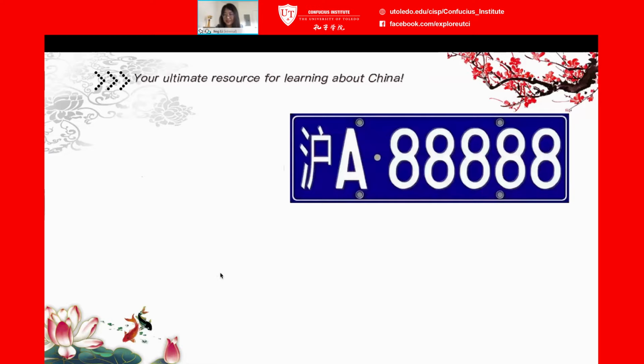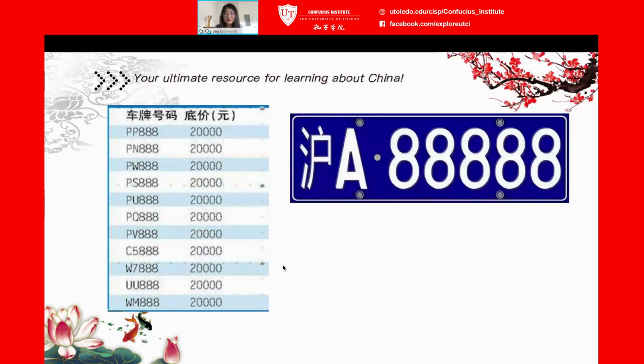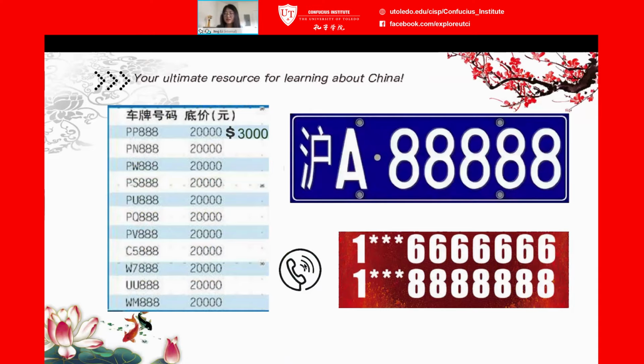Here are some plate number prices in China. Almost $3,000. It's expensive, right? Besides plate numbers, Chinese use 6 or 8 for their phone number too. So now you can think about your phone number or plate number. Do you have many 6 or 8? If you have many 6 or 8, your plate or phone number will be sold at a very good price in China.